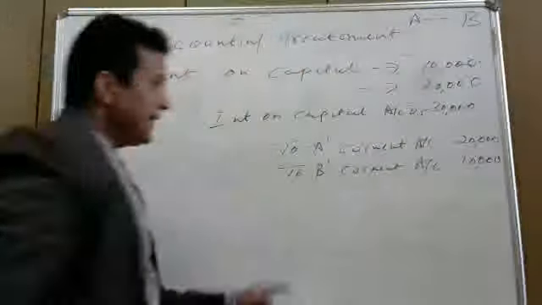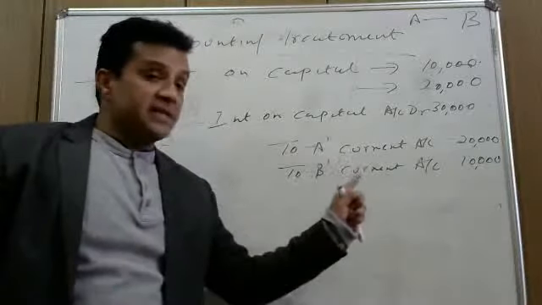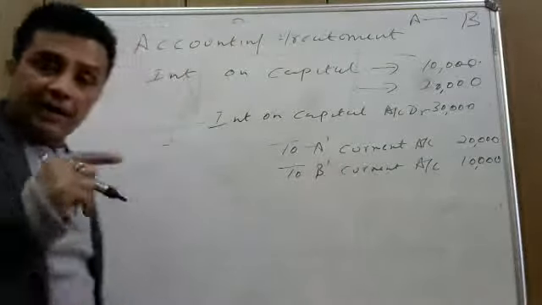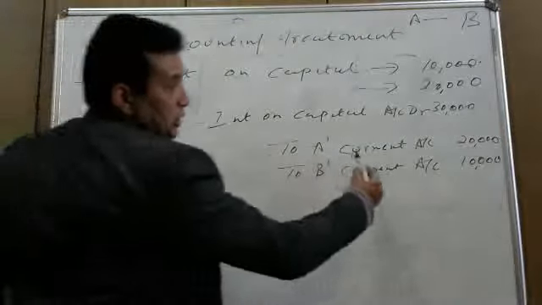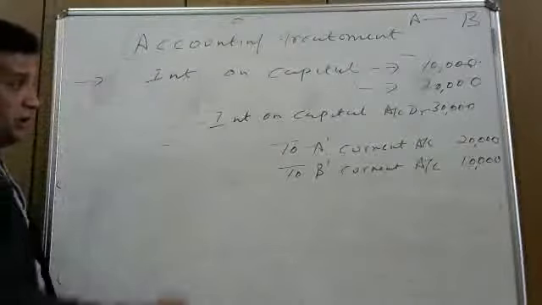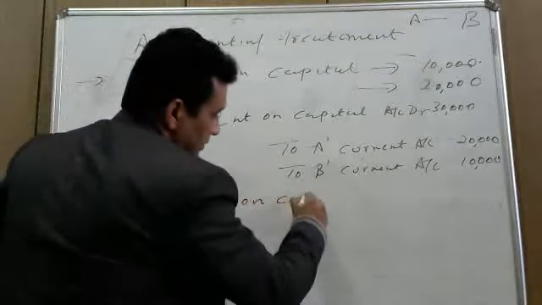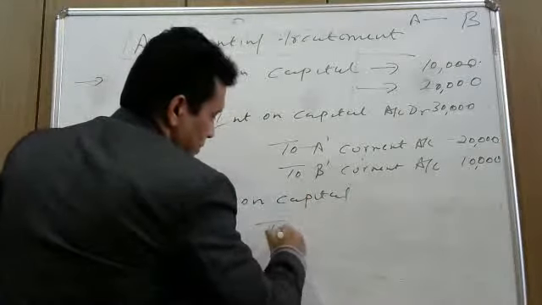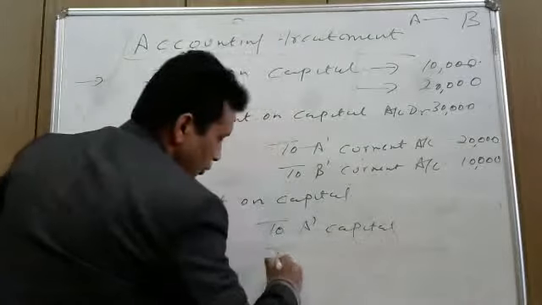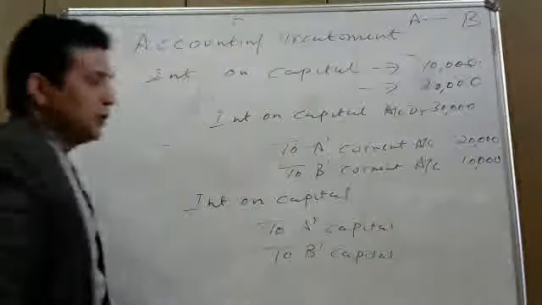Now this entry needs to be passed only when the question says you need to prepare the capital account under fixed capital method. Under fixed capital method, you need to open the account called current account. But under fluctuating capital method, you cannot write like this. You simply write interest on capital account debit to A's capital account, to B's capital account. This is the entry that needs to be passed.